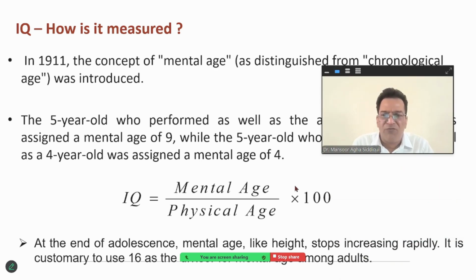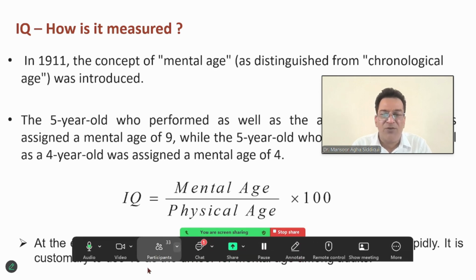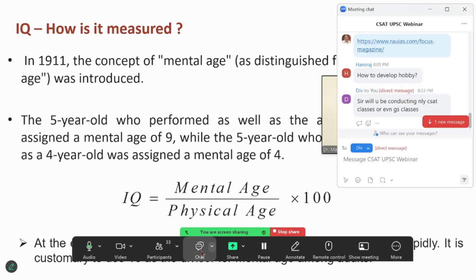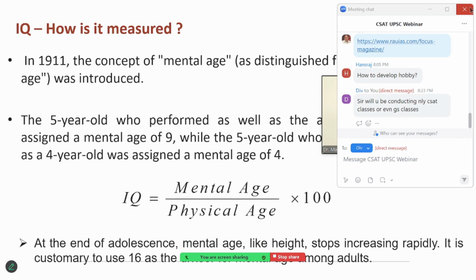Now, you also have to understand that at the end of adolescence, as you become an adult, your mental age, like your height, stops increasing. So it is normally customary to use 16 as the baseline figure.